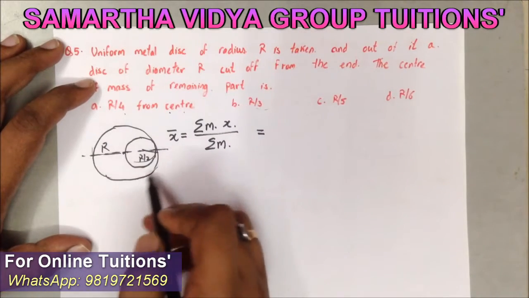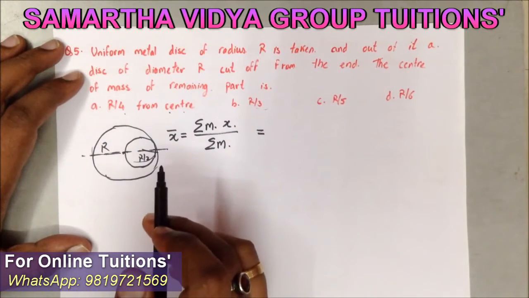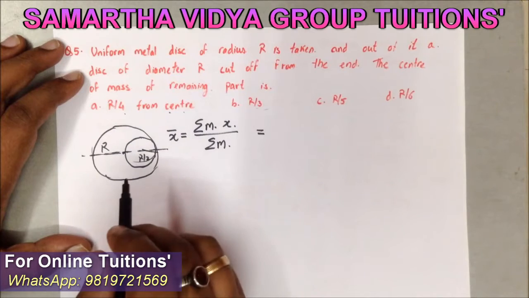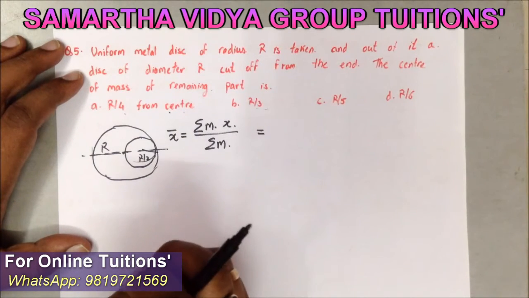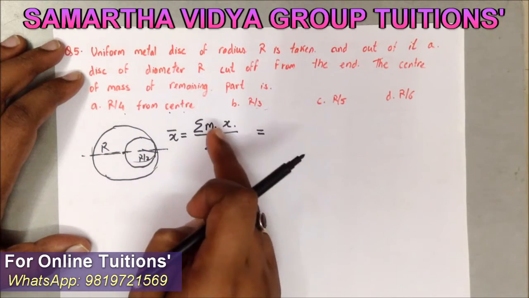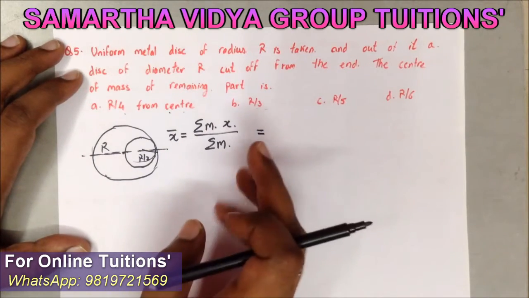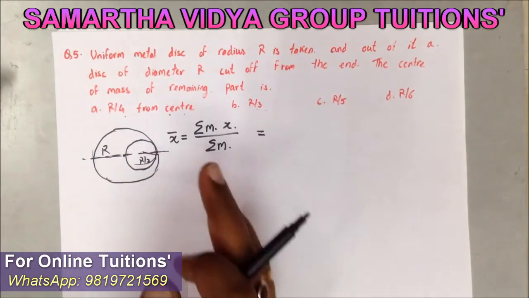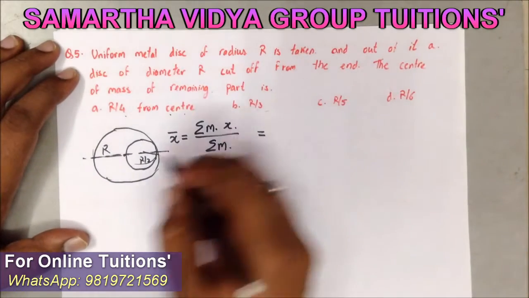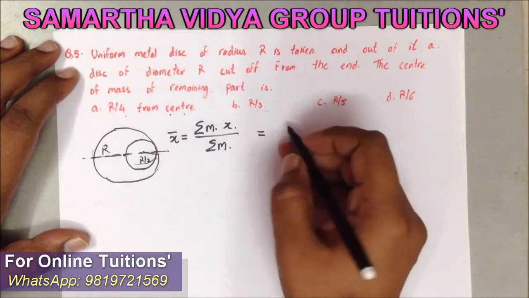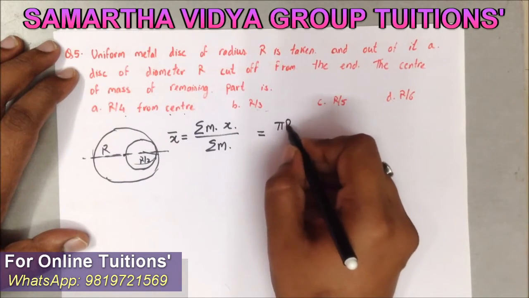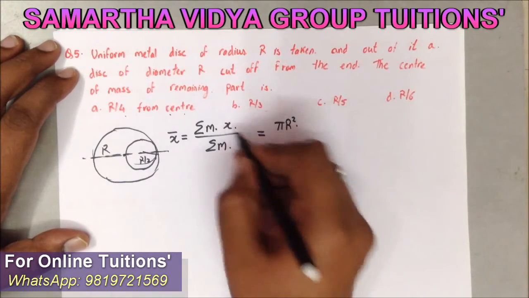So for the entire figure, now since the density, we can consider that the density of the disk is uniform in nature and the thickness is also uniform. So instead of considering masses, we can relate it with the areas. So we will be finding what is the area of the outer circle. So it's going to be nothing but pi r square, and the distance x.